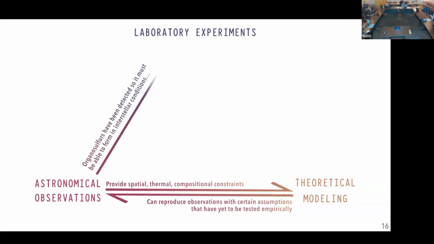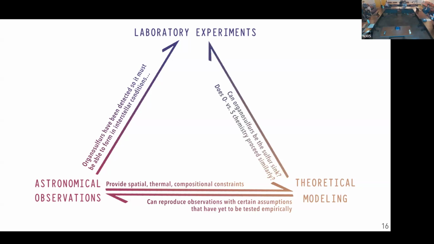The way that these connect to our experiments is that organosulfurs have been detected in the gas phase. They cannot be formed in the gas phase, because these super complex molecules need to be formed in the ice to even have the abundances that we detect in the gas. So if something has been detected in the gas, there must be some formation pathway for it, which needs to be tested empirically. And theory-wise, what we can test is, can organosulfurs be this sulfur sink?